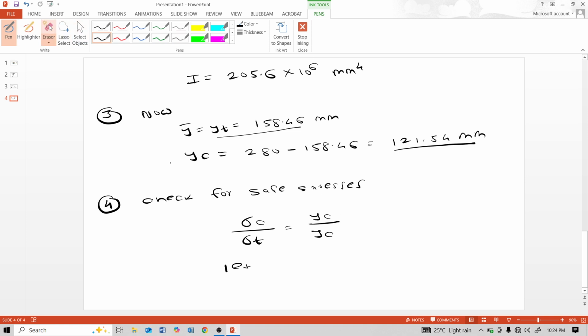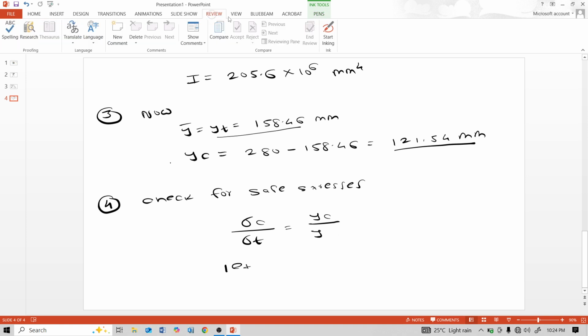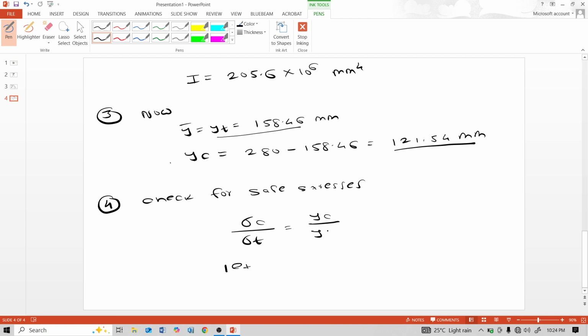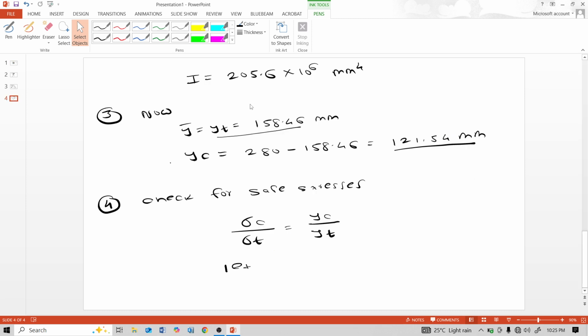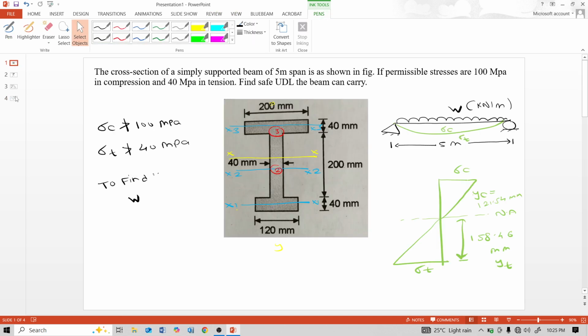We have to check whether this sigma C value is greater than 100 MPa or less than 100 MPa. If this sigma C value is less than 100 MPa, that means this section is safe for stresses. And if this sigma C value is greater than this maximum allowable 100 MPa value, then this section is not safe for stresses. So check, let sigma T be 40 MPa.